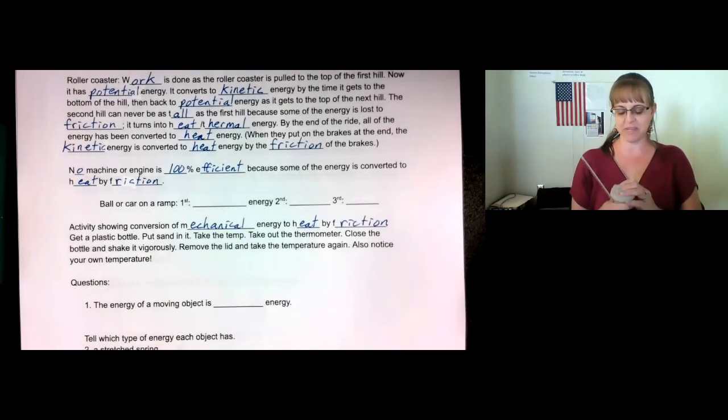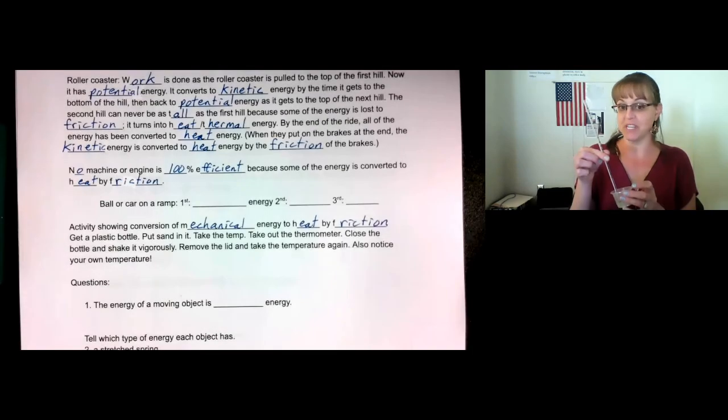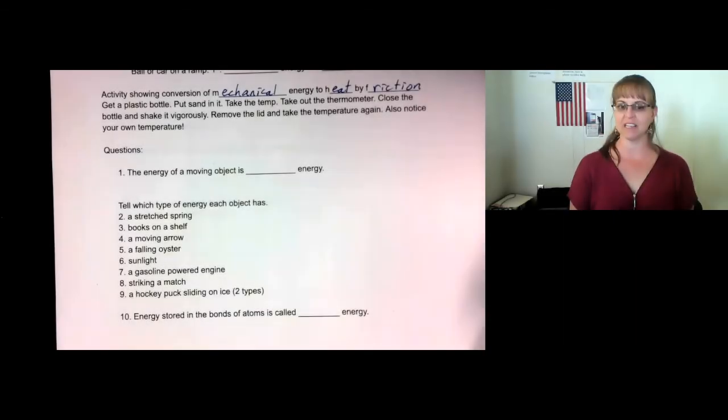The sand scraping against each other and scraping against the walls of the container is going to convert to heat energy, and the temperature of this sand is going to warm up. All right, it's been 1 minute. Wow, the temperature is up to 19 degrees Celsius. So it rose 3 degrees just from being shaken. In fact, that's a change of about 5 degrees Fahrenheit. So that's pretty cool. Finally, see if you can answer these questions at the bottom of your page.